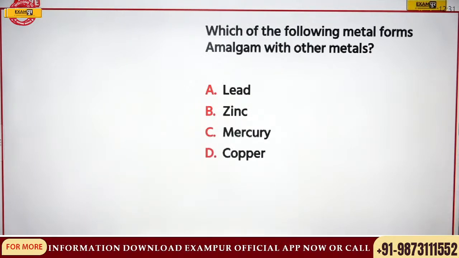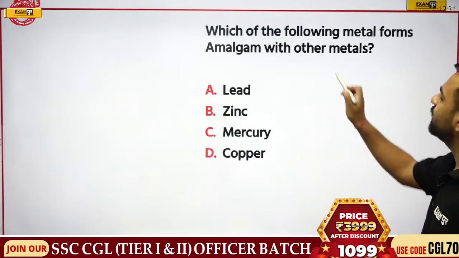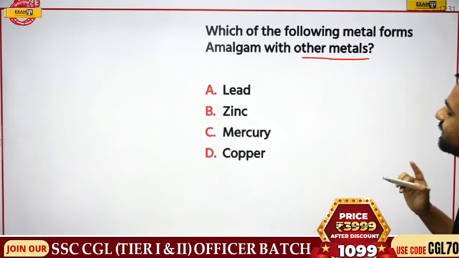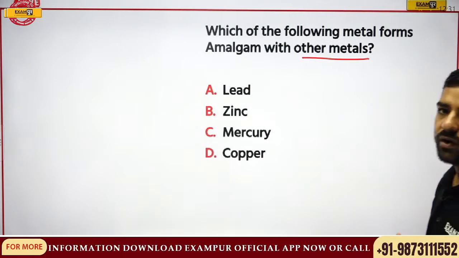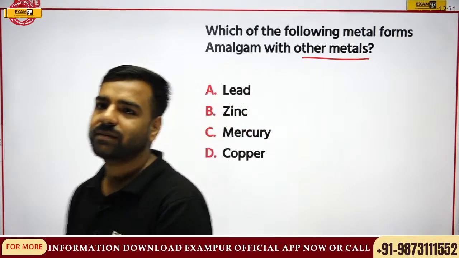Next question please. Which of the following metals forms amalgam with other metals? Now is it lead, zinc, mercury or copper? What is going to be the correct answer?